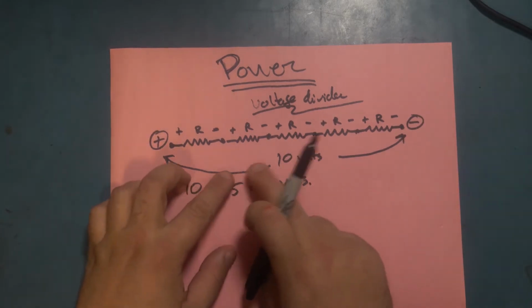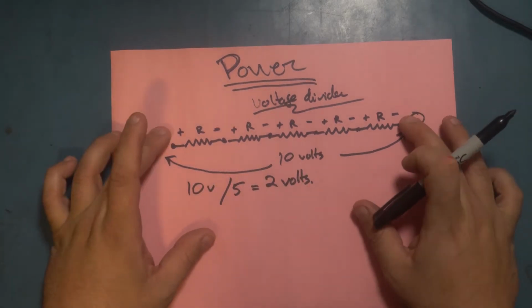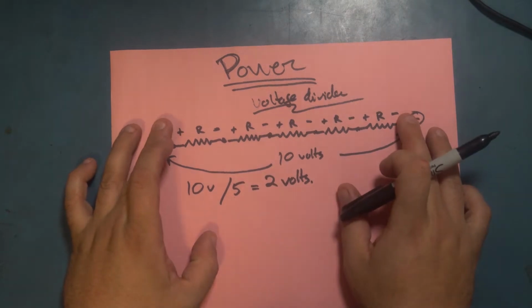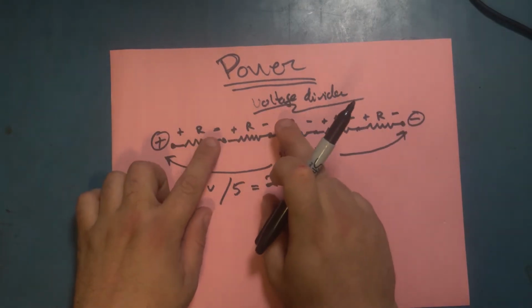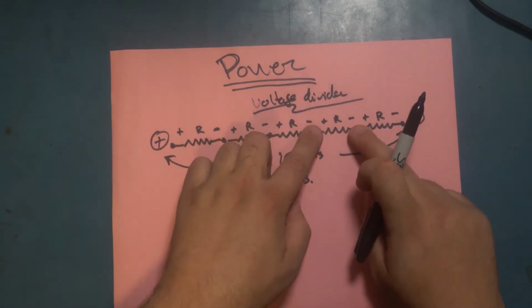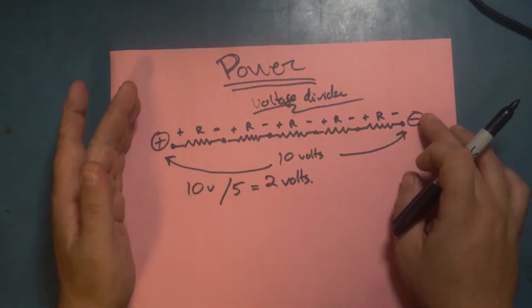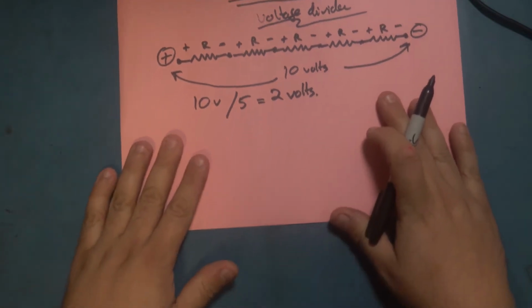So based on that, if we had 10 volts at the ends here, and those 5 were exactly the same resistors, the same value, you can measure 2 volts here, 2 volts here, 2 volts here, 2 volts here, and 2 volts here for a total of 10 volts. Common sense, right? All right.